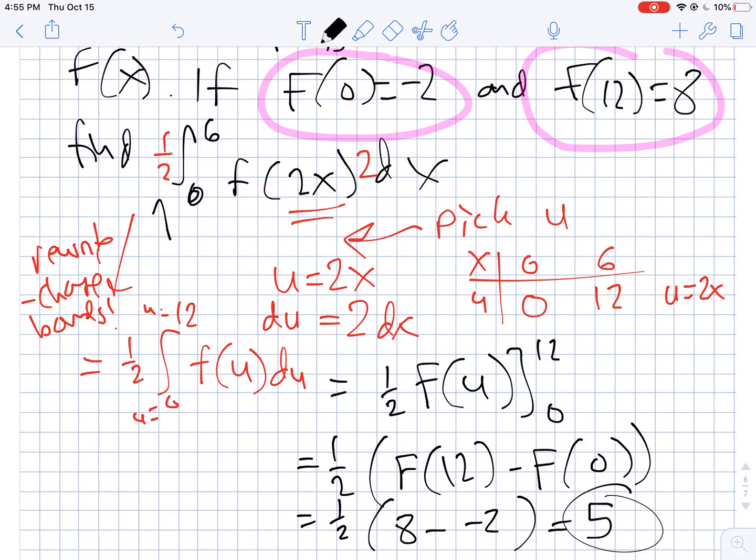Make sure you're careful with the 1/2. Make sure you change the bounds. That's something you always need to do on any kind of u sub with a definite integral.